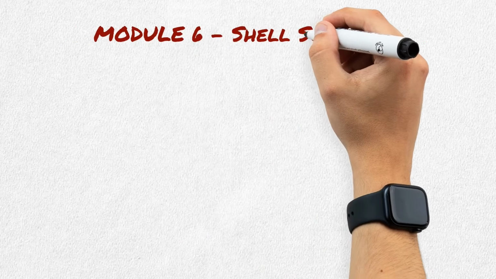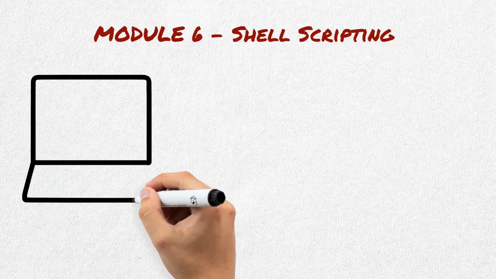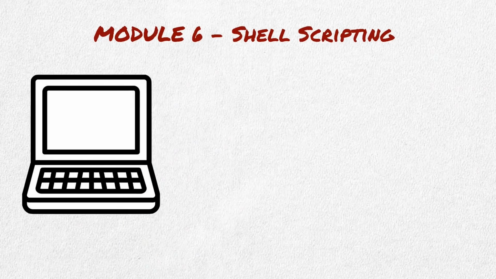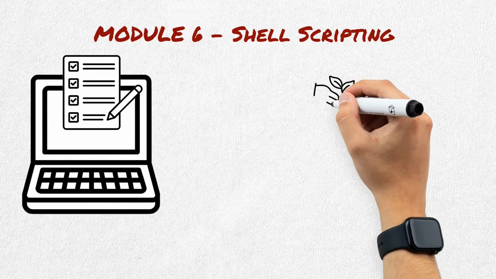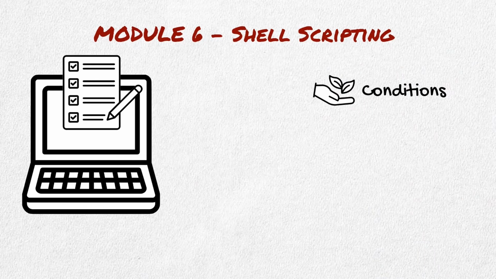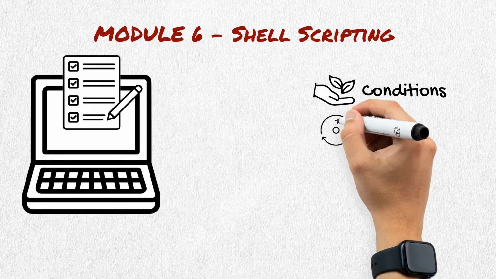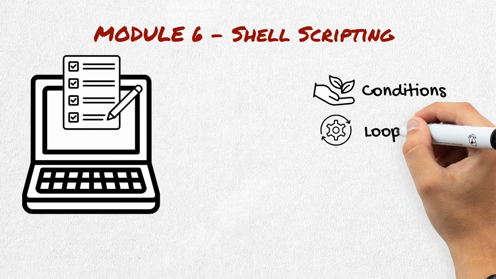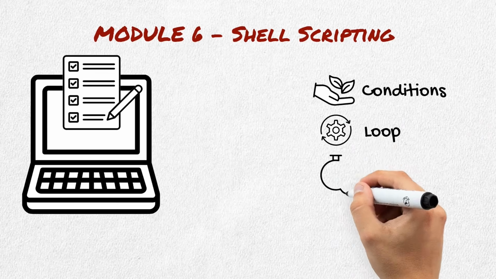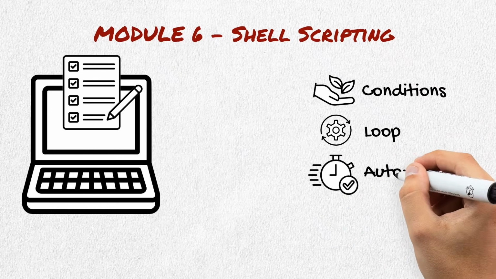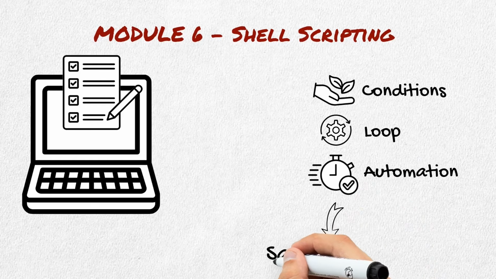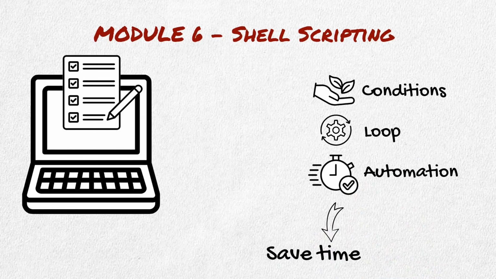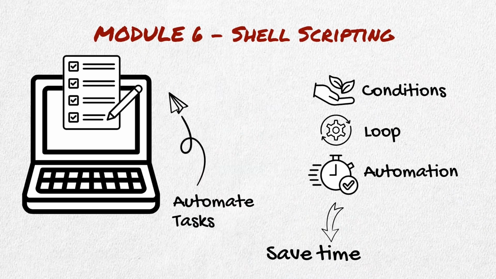In Module 6, we focus on automation. You'll learn what shell scripting is and why it's such a powerful tool in Linux environments. We'll work with conditional statements, loops, and logical structures, and then bring everything together by writing simple but effective scripts that solve real problems. Shell scripting is a critical skill not just for system administrators, but also for DevOps engineers and cloud professionals.